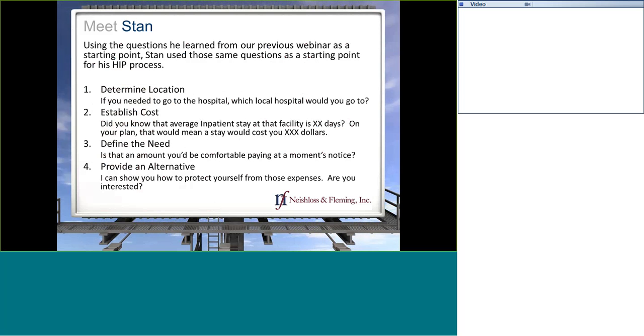that information. He would determine the hospitals in the area, say he was looking at Cleveland Clinic in Stan's market. The average hospital stay in that facility was a certain number of days, and then he would inform the consumer on the plan that they're on. Then he would define the projected amount of the hospital stay. We'll go through a scenario here in just a second. He'd then ask a question to define the need: is that an amount you'd be comfortable paying at a moment's notice? And lastly, he'd provide an alternative, letting them know, I can show you how to protect yourself from those expenses. Are you interested in seeing it?